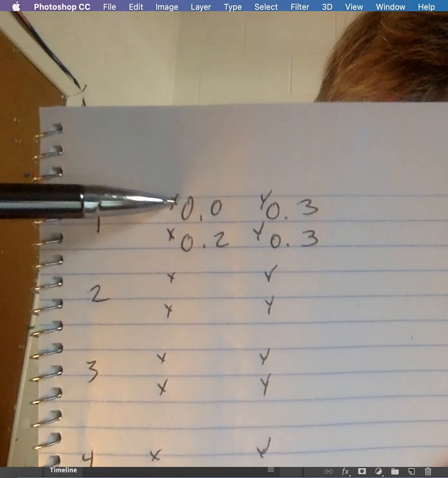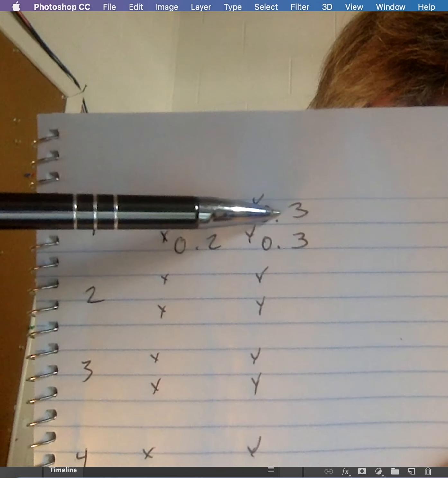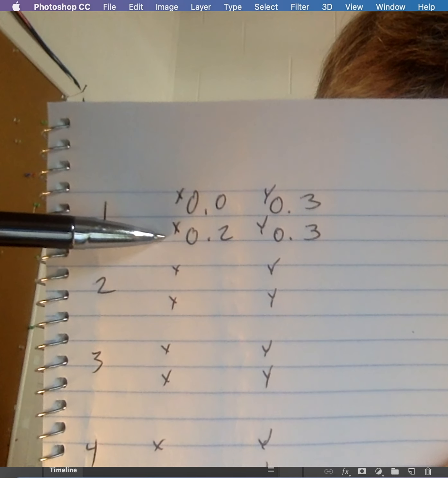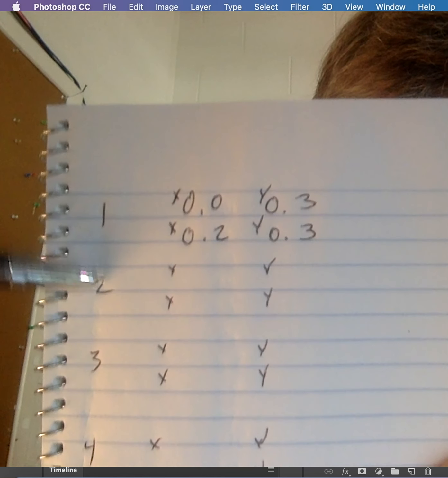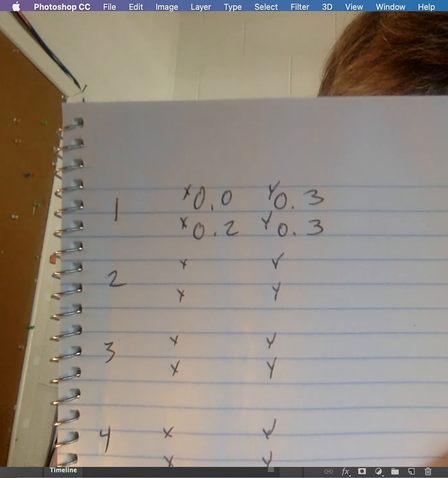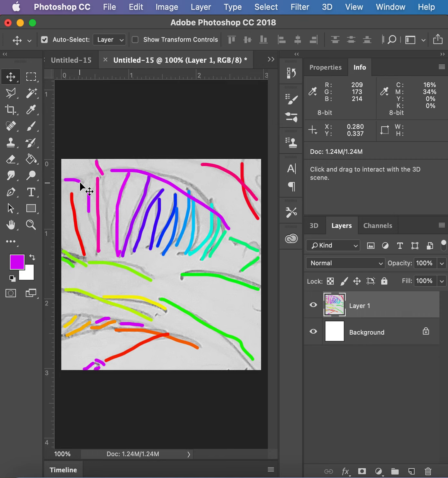So 0.0, 0.3, and 0.2, 0.3. And that's line 1, and that's your X and Y and your X and Y of your beginning and ending. Okay, then you go to your next one.